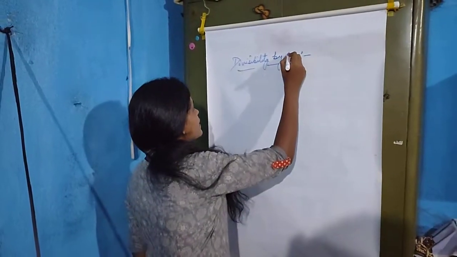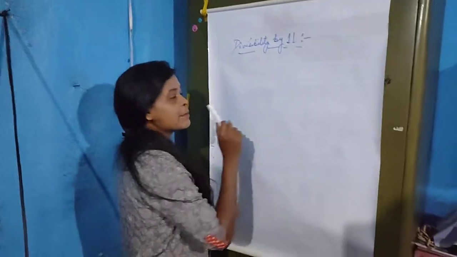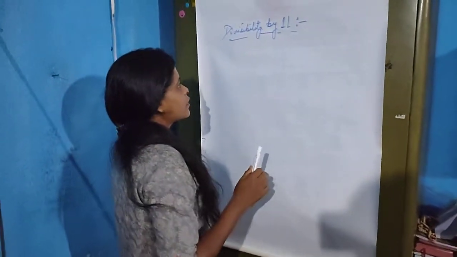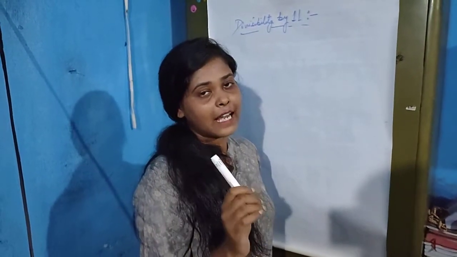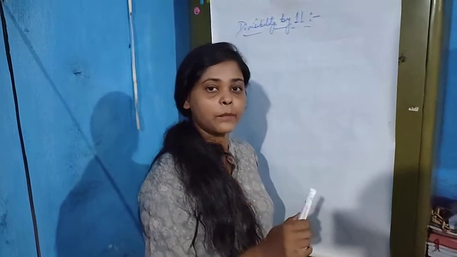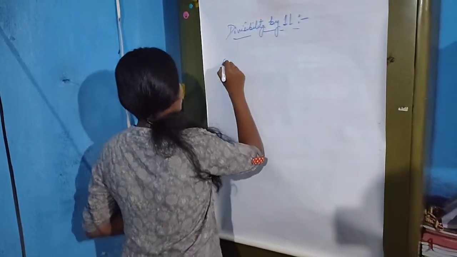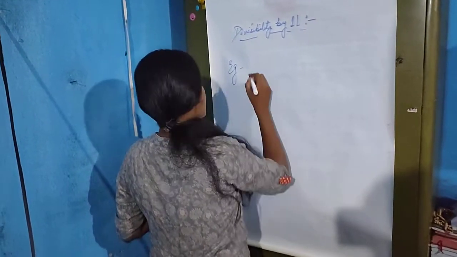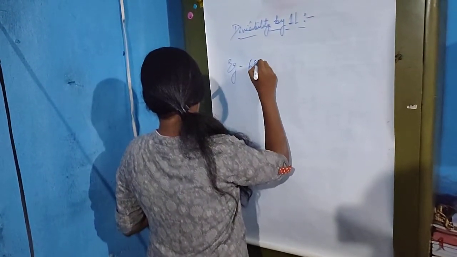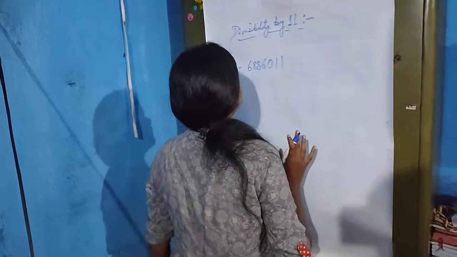Now let's see divisibility by 11. A number is divisible by 11 if the difference of the sum of the digits at odd places and the sum of the digits at even places is either 0 or divisible by 11. Let's see an example, you can understand this very easily, like 6888 6011. Now tell me whether this number is divisible by 11 or not.